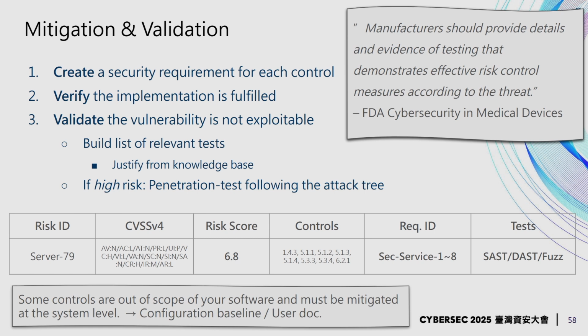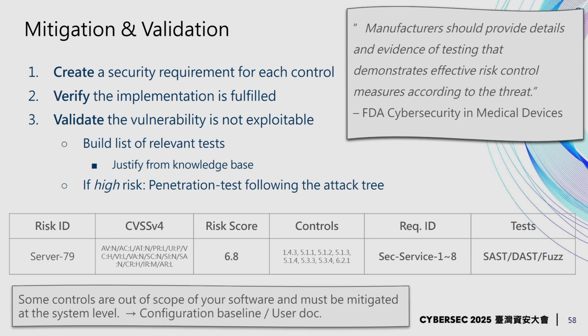Right, and the FDA states that the testing effort should be proportional to the level of risk, right? So if you have a very high risk threat, you will want to perform more testing to make sure that this vulnerability or weakness is not present in your system. And this is where you can then perform penetration testing, using your attack tree, in order to test manually whether this issue is present or not in your system.